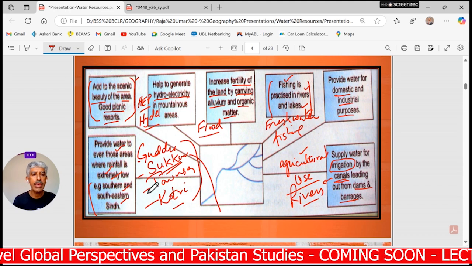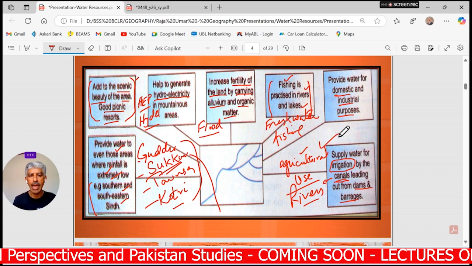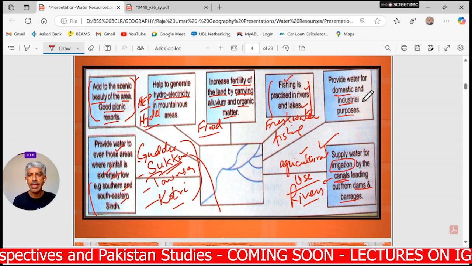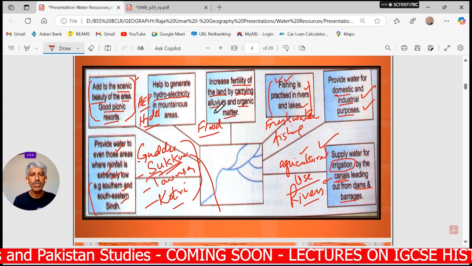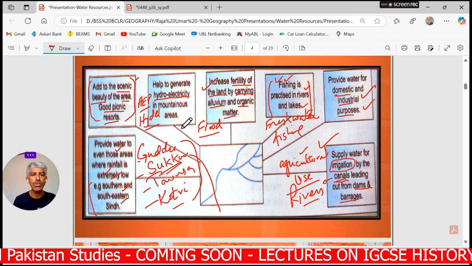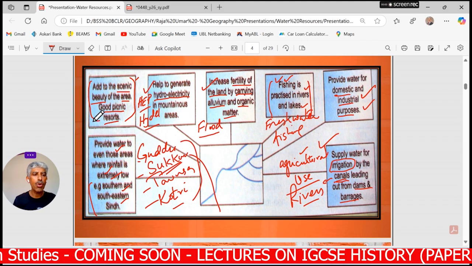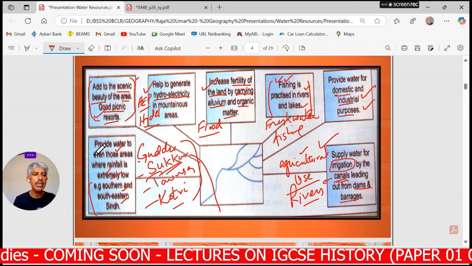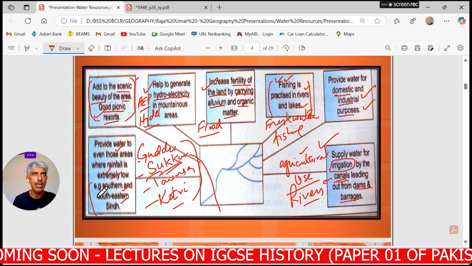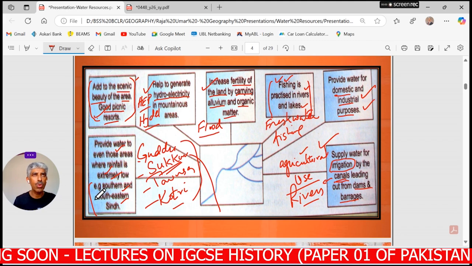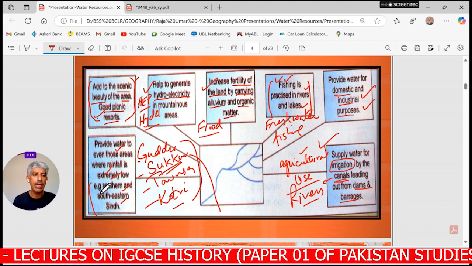So this is how we can see the overall importance of rivers of Pakistan: here we have the agricultural use, and here the domestic and industrial use. Here we have the development of the fishing industry. Here, increasing the soil fertility, and here the generation of hydroelectric power. And over here the development of tourism and the scenic beauty of the area. And here, the last one, these rivers provide water to those areas where there is low rainfall.